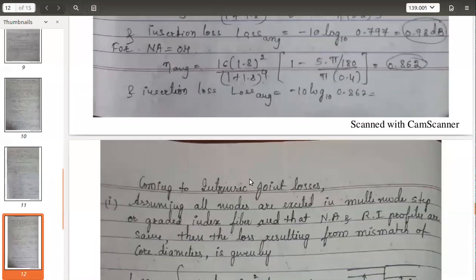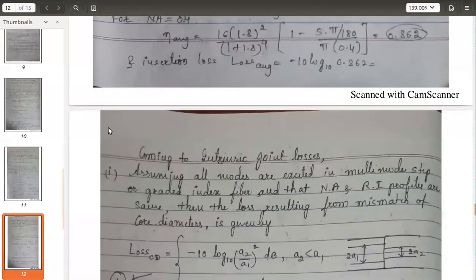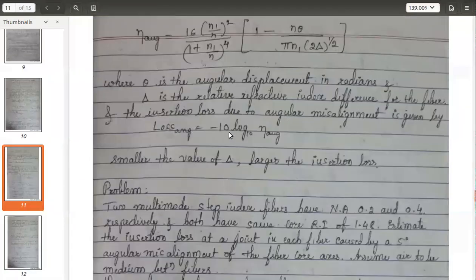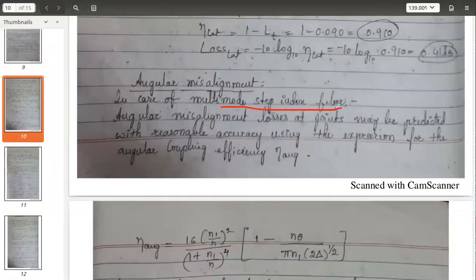Okay, coming to the intrinsic losses. As I told you, there are two types of losses here. For multimode step index, whatever angular misalignment loss we have seen before this, if you see here, it is only for step index. For graded index it is not given. Only the qualitative study, only for step index fiber, is mentioned.